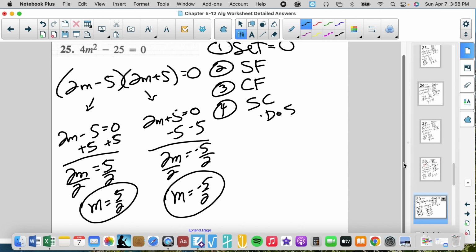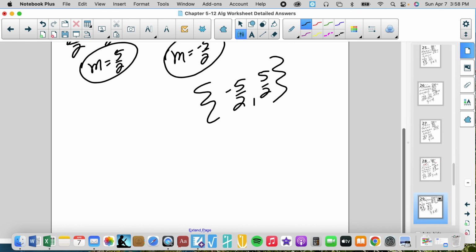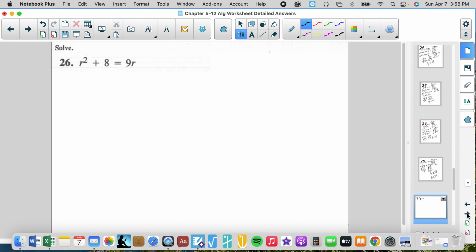So there's a couple ways that you can write this solution. One way is to write the two solutions, -5 halves and +5 halves. In high school, you're going to see this sign, plus or minus. And that's a nice way of writing the plus and the minus. That's two solutions. It's one way of showing solutions with a positive and negative value. Okay, so you learned something new today.